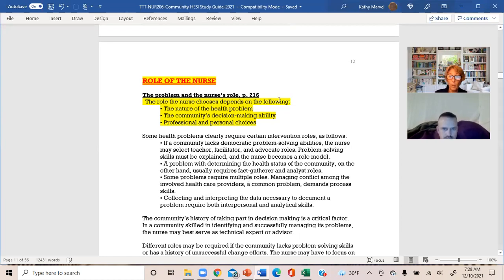So what is going to be our general role? Well, that depends on a few things. It depends on what the health problem is. It depends on what the community's decision-making ability is, and it depends on professional and personal choices. And there are many other factors that will go into deciding what our role is in a particular situation. Many factors, but these are the common and very important ones. Then you can read through this, but it says some health problems clearly require certain interventions, and it goes through some scenarios here.